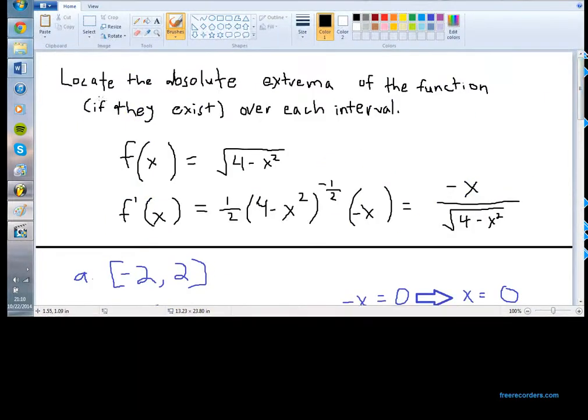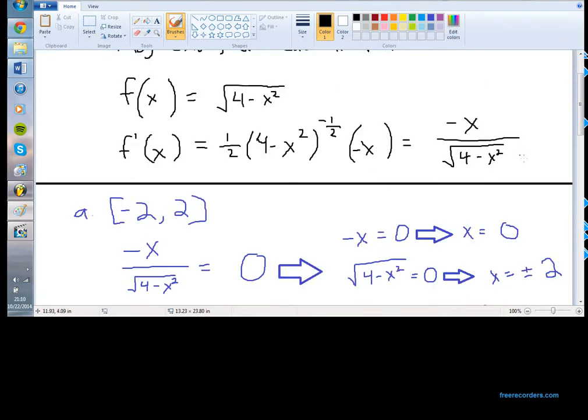Okay, so my problem says look at the absolute extrema of the function if they exist over each interval. So the function given is f of x equals root 4 minus x squared. First step, take the derivative. Use the chain rule. f prime of x equals 1/2 times (4 minus x squared) to the negative 1/2 times negative 2x, the derivative of the inside function, which equals negative x over root 4 minus x squared.